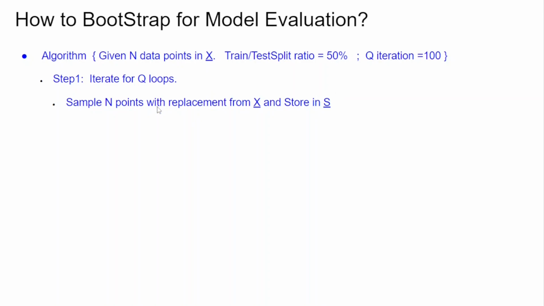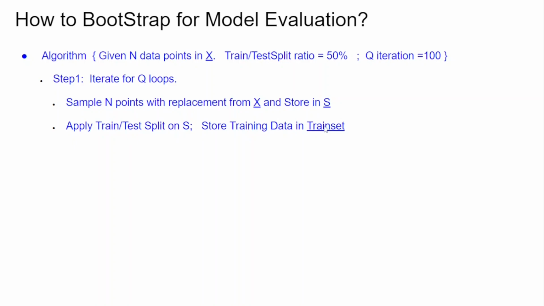Important thing to note: n points with replacement, because only with replacement does bootstrap shine. If you sample without replacement, bootstrap starts to break statistically also. So be careful. Next, we apply the train test split on this S. We are never touching the train test split on X. We are never, in fact, operating on that space at all. Always our goal is a 50%, 50% train test split on the smaller segment, which was the sampled points.